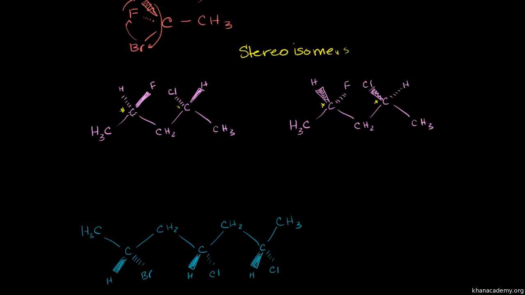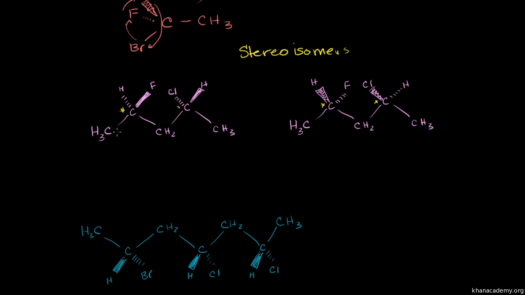For example, here on this carbon, it's connected to the same things as this carbon, but over here the fluorine's out front, and over here the fluorine's backwards. And the same thing for the chlorine here. It's back here and it's front here. Now, let's see if they're related in a more nuanced way.